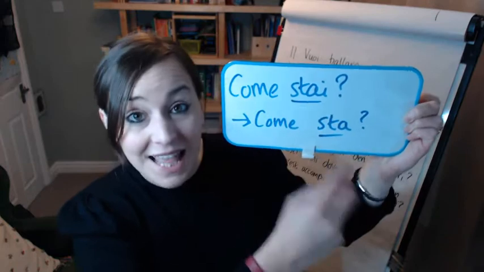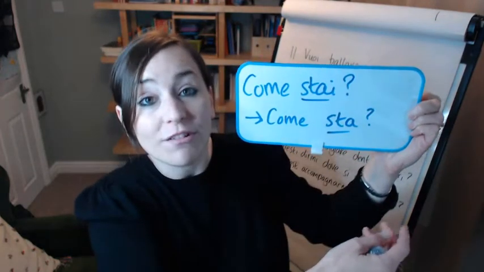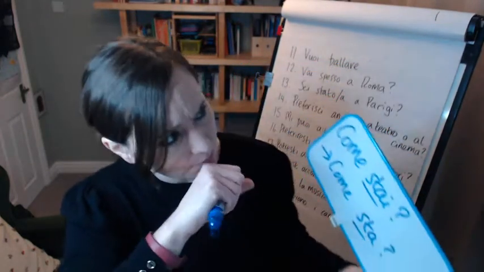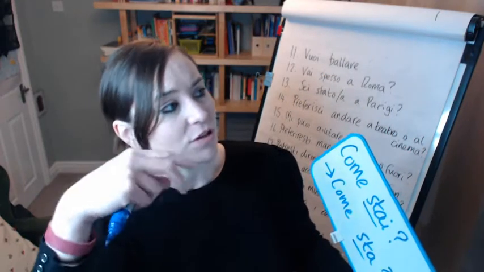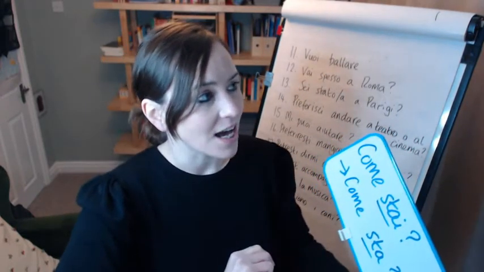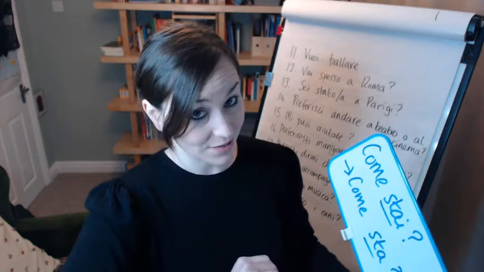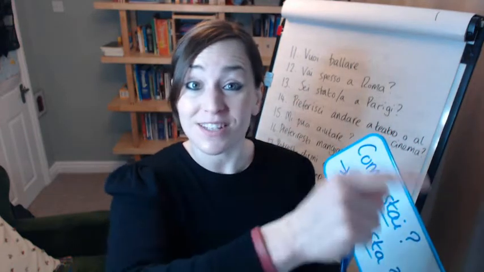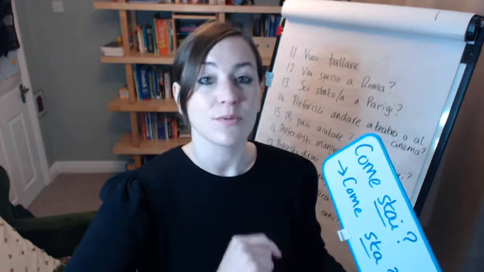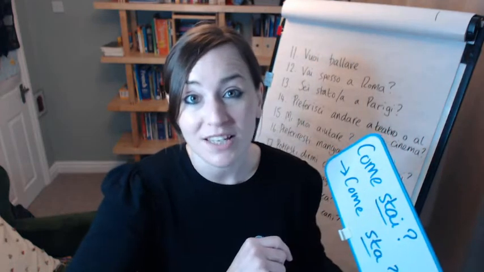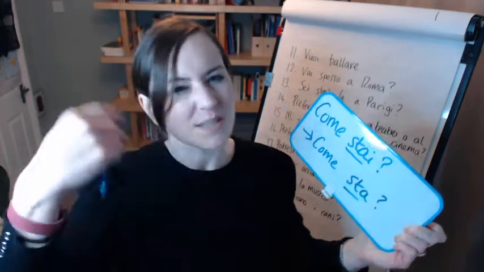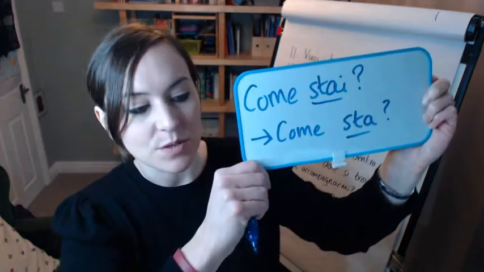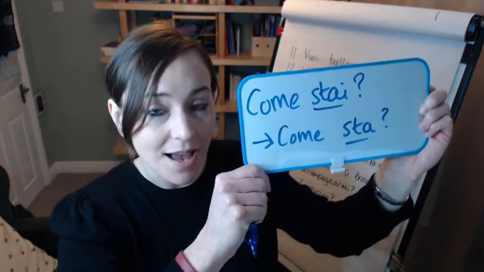Lei actually means she or her. So it's as if you're saying something along the lines of, I hope Sir likes his breakfast this morning. You know, you're using the third person. I hope that you like your breakfast this morning. So there is a slight equivalent in English, but it's a bit archaic. Anyway, so come stai goes to come sta.